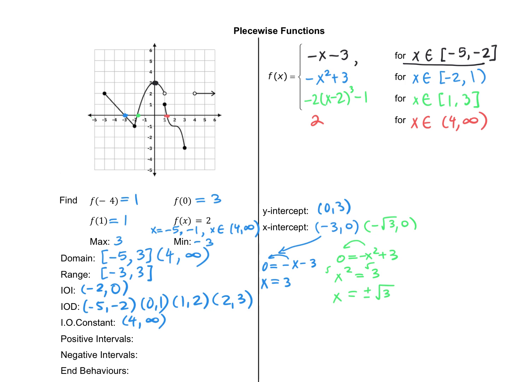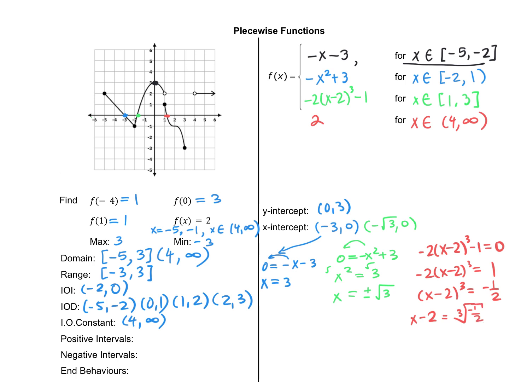Our final x-intercept is on the cubic function, which is again not an exact value. So I'm going to set my cubic function equal to 0. And now I'm going to isolate for x. So bring the -1 over, it turns positive, divide out the -2, so we have -1/2. To get rid of the cube, we're going to cube root both sides, which will make the cube cancel out on the left, and we'll have the cube root of -1/2 on the right.